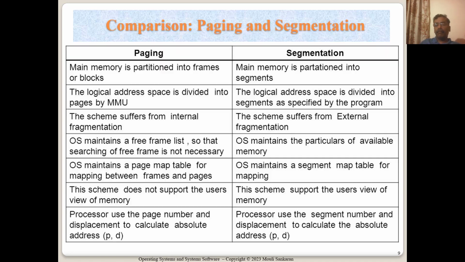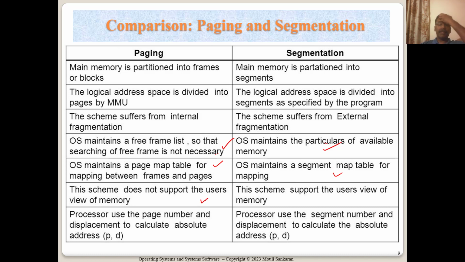And what is the comparison? I think it's self-explanatory. You can go through it. So you have a frame list or a page list. The OS maintains a page table. Here it is a segment map table, and the scheme does not support the user's view of memory.